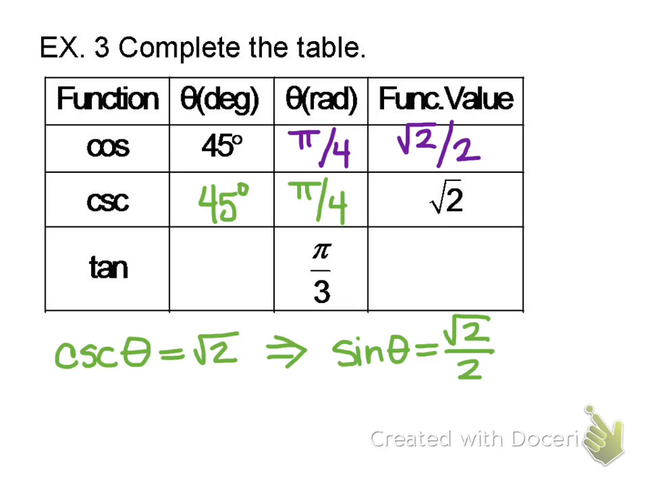Okay, the last one gives us the tangent of pi over 3. Pi over 3 on your unit circle is the same as 60 degrees. The tangent value, if you remember, is the sine divided by the cosine, so that's going to wind up being the square root of 3. So this is just learning how to use your unit circle and find missing information.